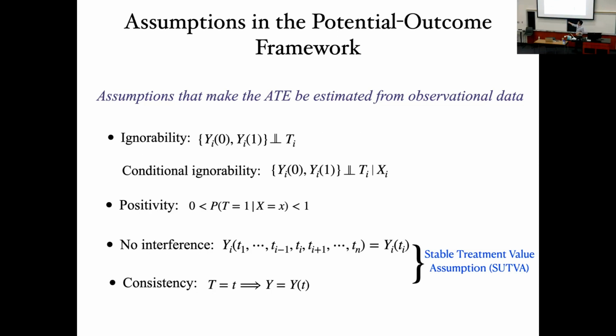And then you have the assumption called consistency. Usually, this one is pretty trivial. It says that if you really have the treatment, then the actually observed outcome should be the same as the potential outcome. Okay, later you can see the formulation. Good. Now let's have a look at the ignorability.